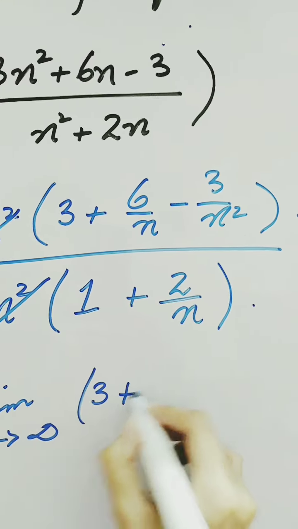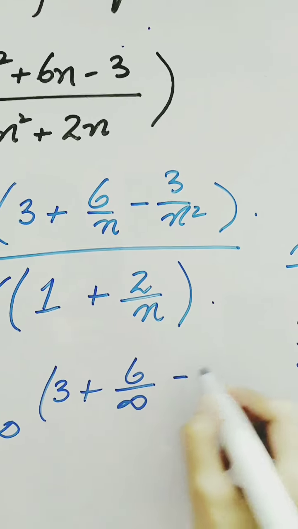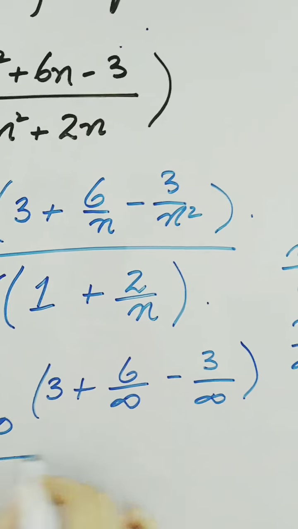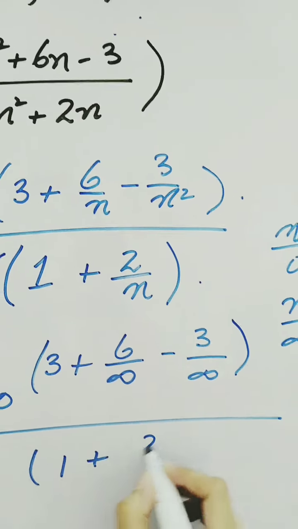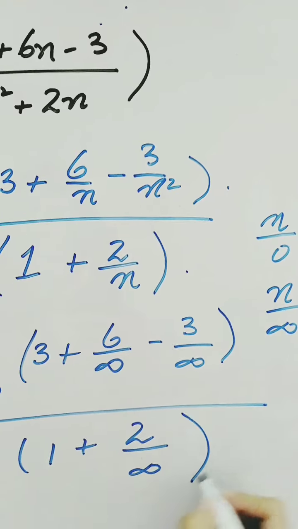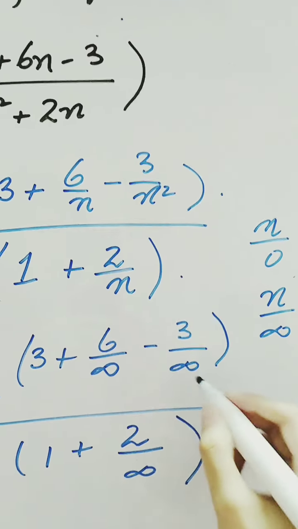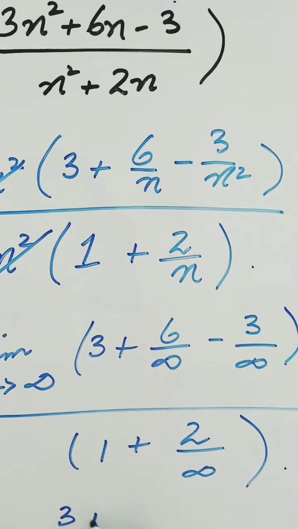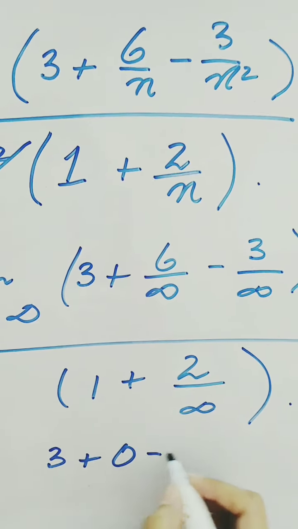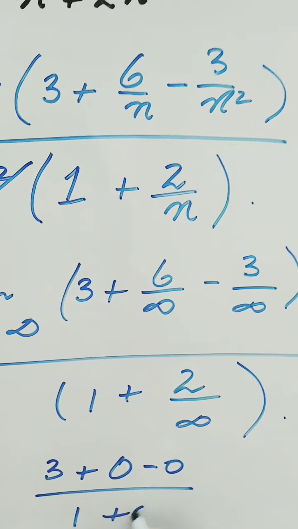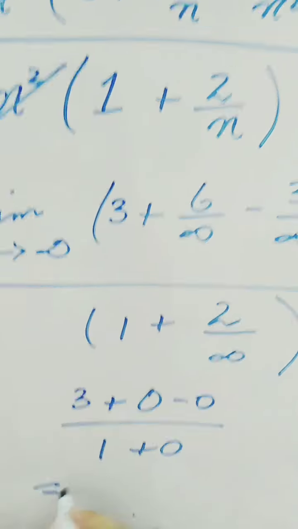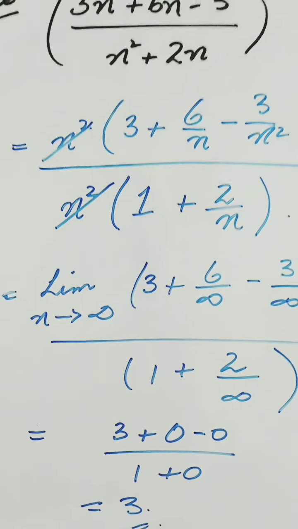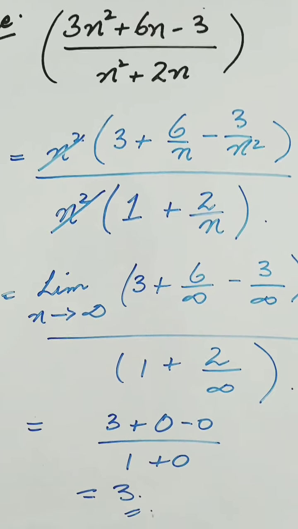So we have 3 plus 6 over infinity minus 3 over infinity square, which is again infinity, divided by 1 plus 2 over infinity. Now we know that anything divided by infinity is equivalent to 0. So we have 3 plus 0 minus 0 over 1 plus 0, and our limit comes out as 3. So the limit of the given sequence is 3.